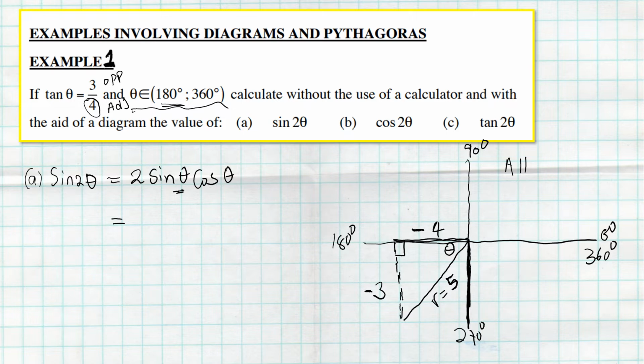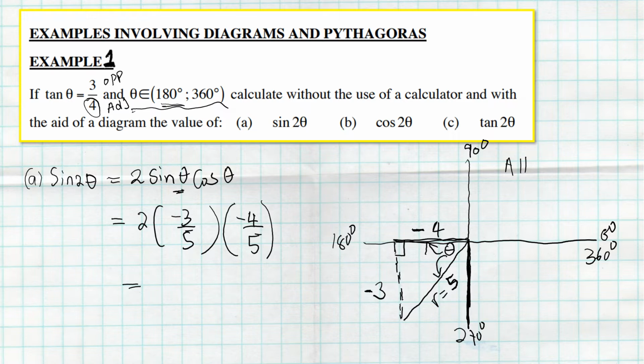Now we can go on the diagram and determine their answers, right? What is sine theta? Sine theta is equal to what? Opposite over hypotenuse. Can you see? So it's going to be minus 3 over 5, because our opposite is minus 3, hypotenuse is 5, right? What is our cos theta? Our cos theta is adjacent over what? Over hypotenuse. So it should be minus 4 over what? Over 5. Can you see?